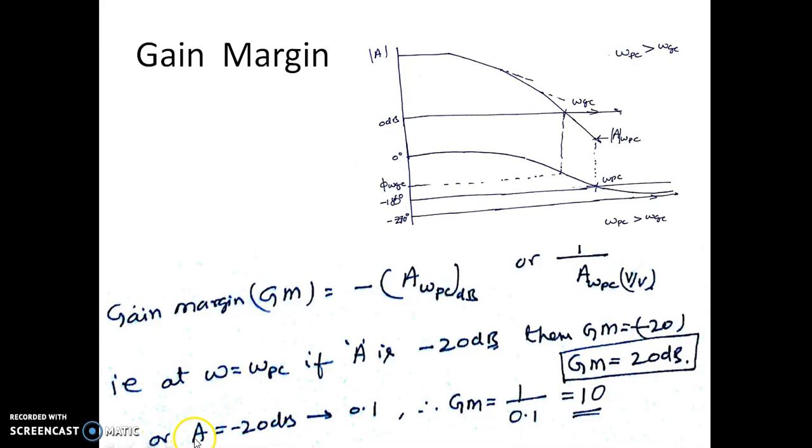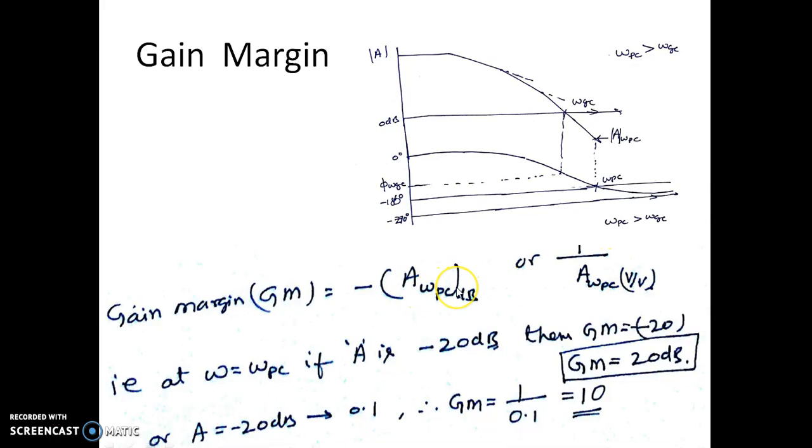We know that A of minus 20 dB corresponds to 0.1. Therefore the GM of such a system having a magnitude of 0.1 volt per volt is 1 over 0.1, which is 10.